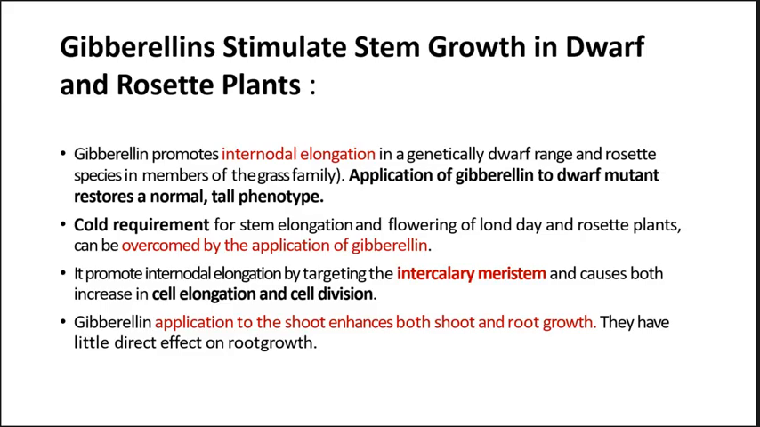Now starting the physiological effects of gibberellin. So gibberellin helps in the stimulation of stem growth in dwarf and rosette species. Okay, so what are rosette species? Like the species where the node and the internode differentiation is not there. It's like they are kind of star shaped species.